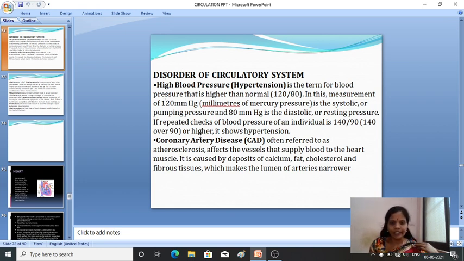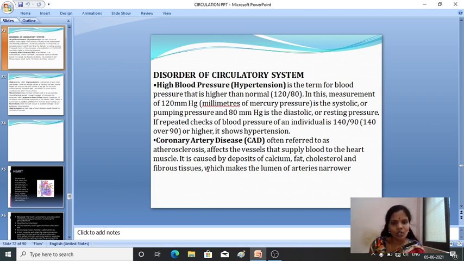The second one is CAD, that is coronary artery disease. It is often referred to as arteriosclerosis. It affects the vessels that supply blood to the heart. Generally, the blood is supplied to the heart only through these blood vessels.